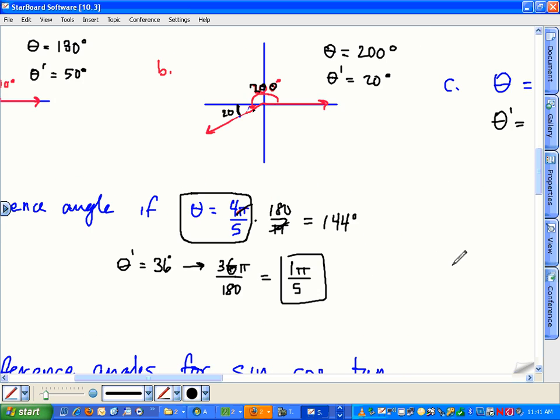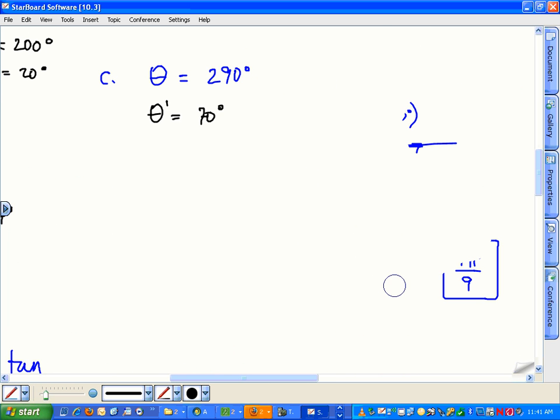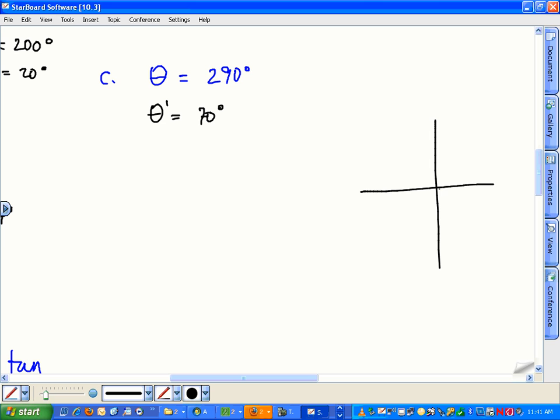For example, question number 2 on your worksheet. They drew it out for you. 13 pi over 9 is right here. Isn't that what it says on your worksheet? Now you could convert this into degrees. That's fine if you want to do it this way. It's not a problem. I think it's 260 degrees.